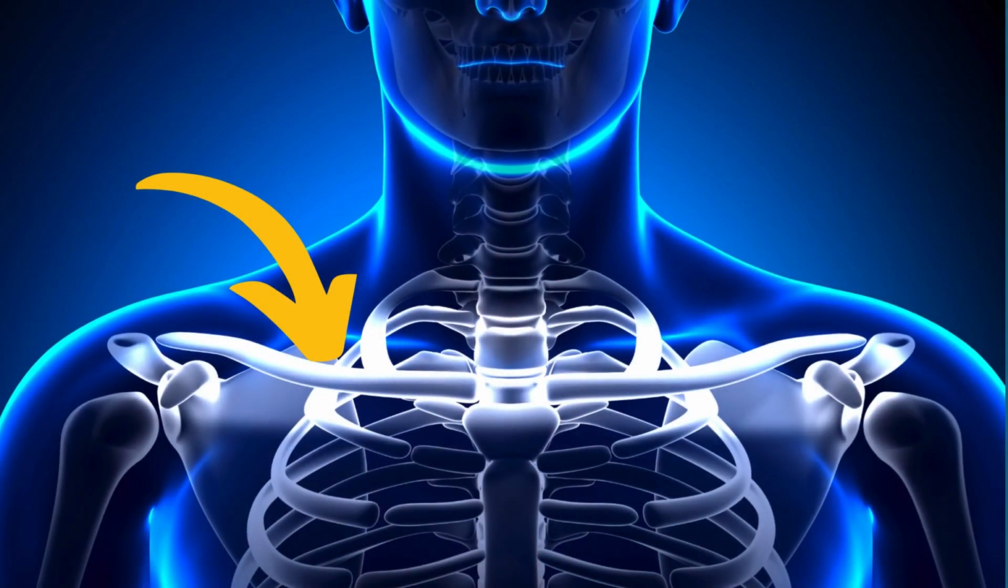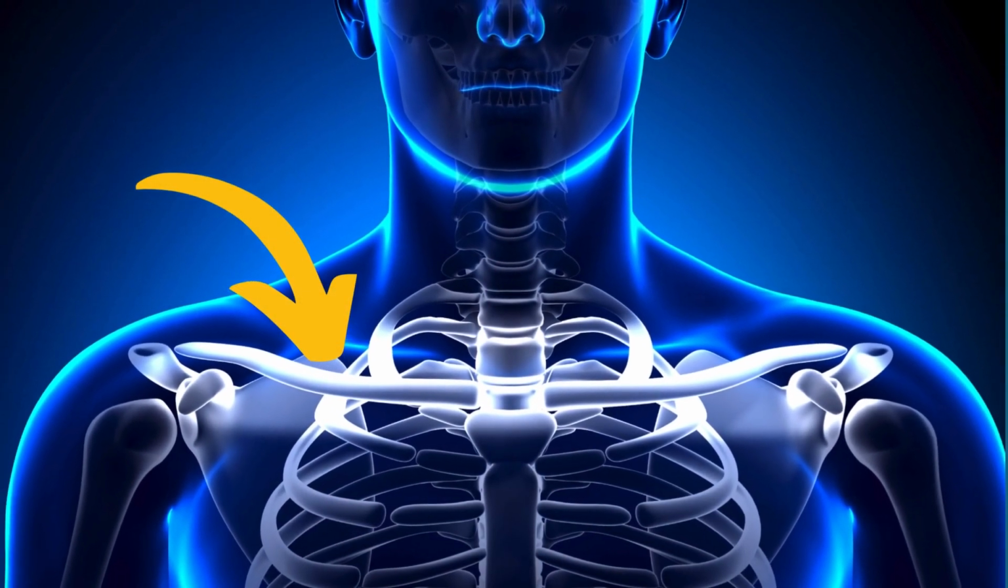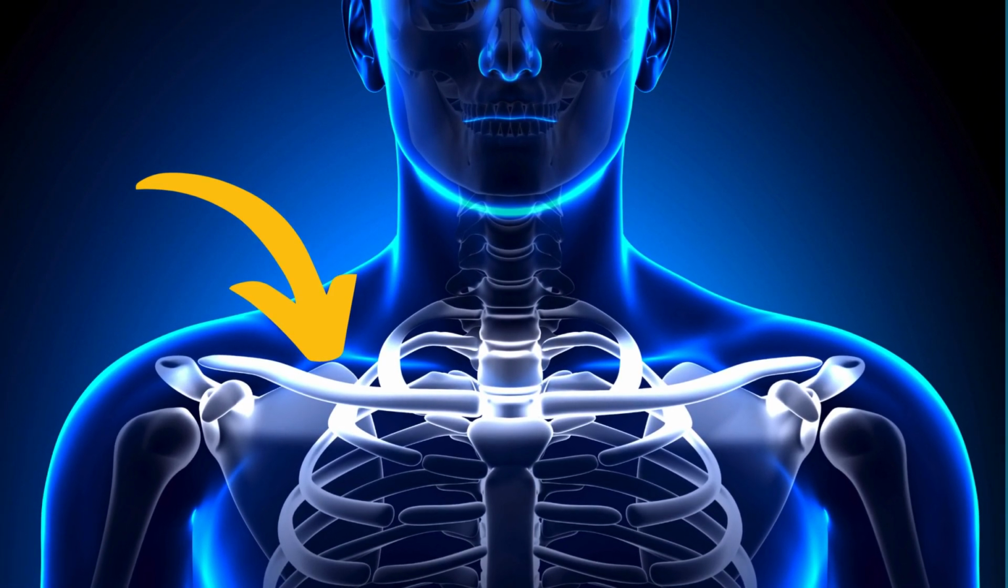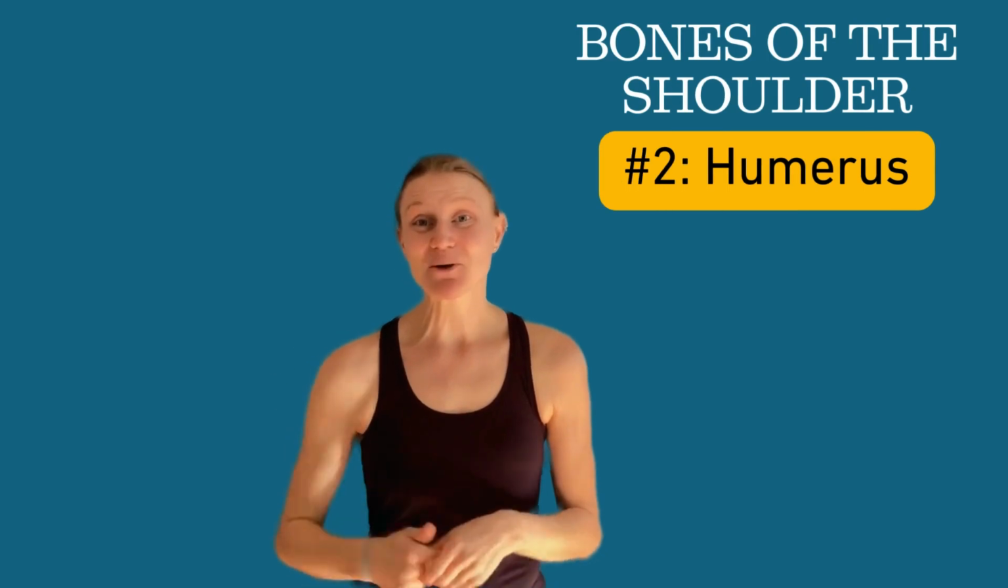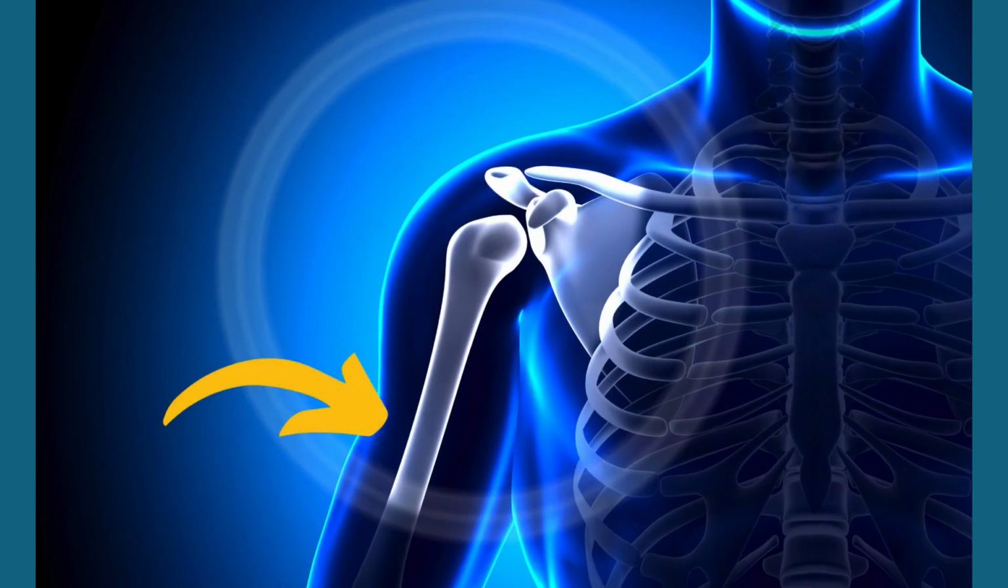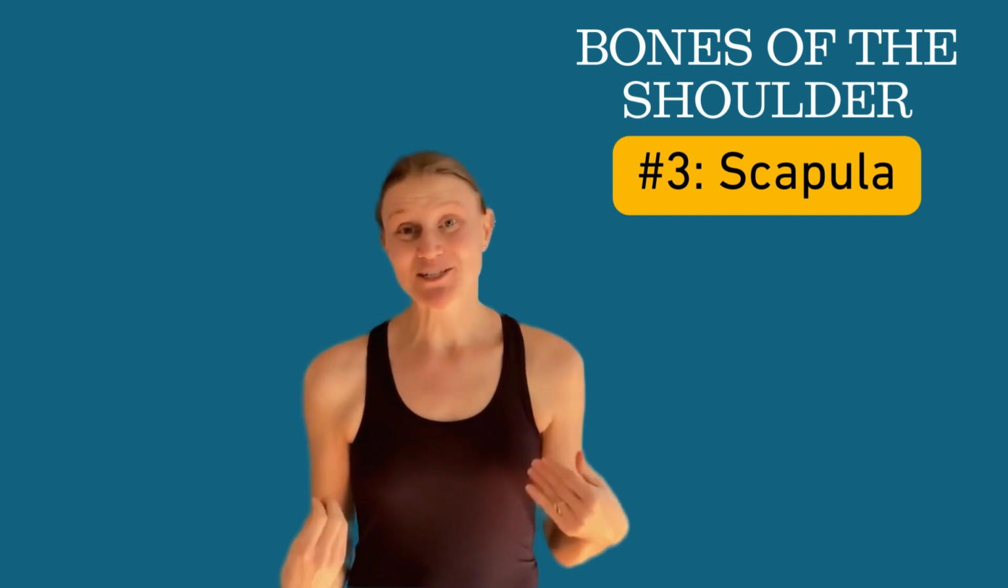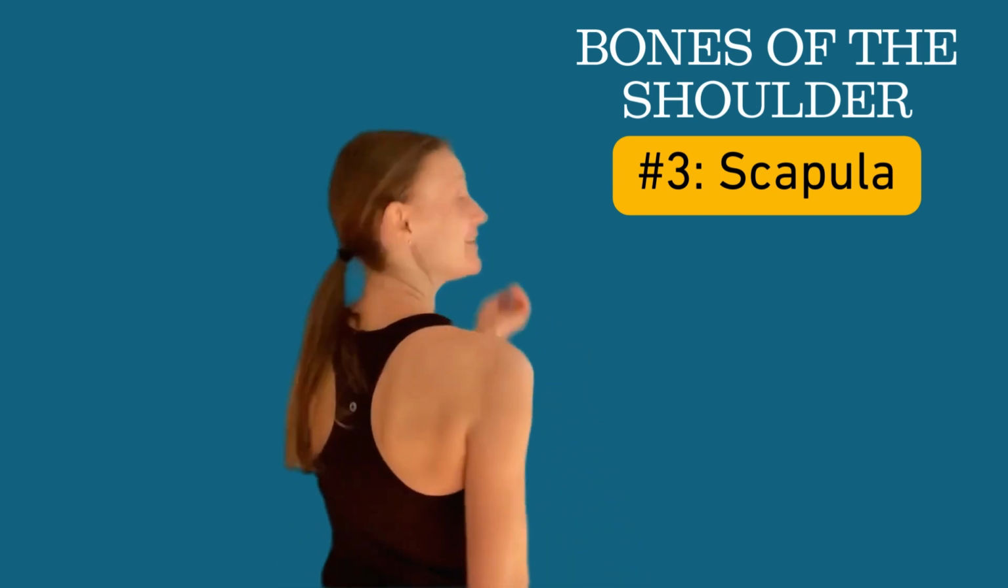This teeny tiny bone, also known as your collarbone, has a big responsibility as it is responsible for connecting the front of your arm to the base of the front of your body here at the sternum. The second bone is the humerus, or often called the upper arm bone, which is located right here. The third bone and the largest bone in the shoulder is the scapula, or better known as the shoulder blade, which is located right here.